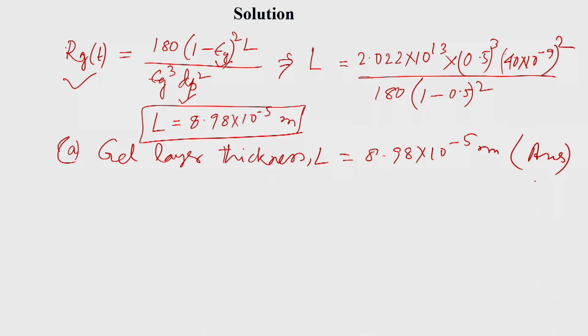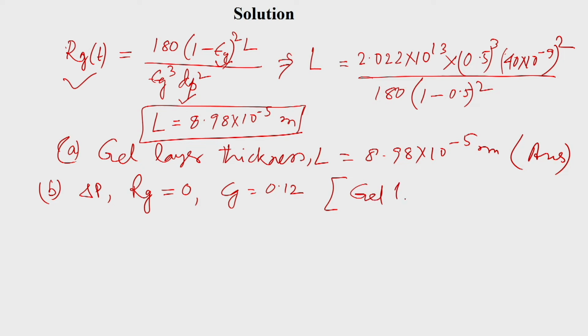Now, the second question is given like this: the pressure drop at which gel layer formation on the membrane starts. For that, we need the minimum delta p at which the gel layer starts. At that time R g will be 0 and C g is given as 0.12. So, this is the condition where the gel layer starts: R g will be 0.